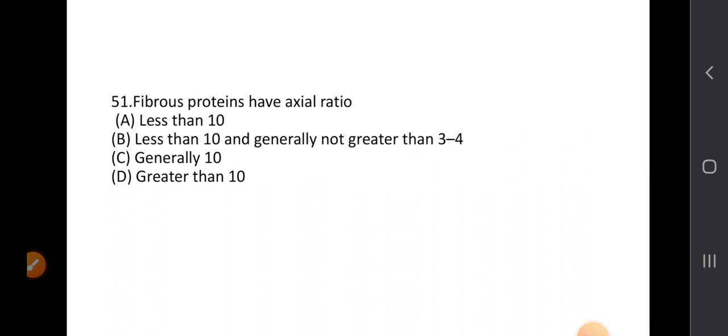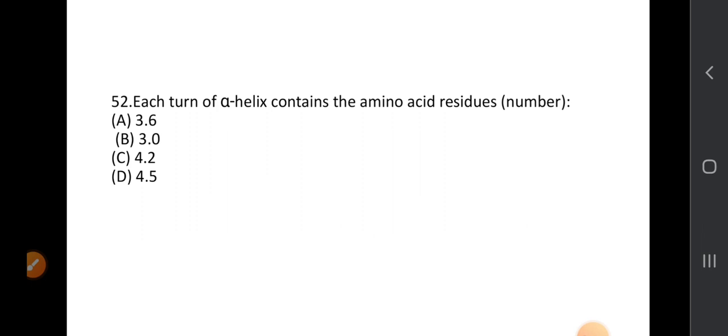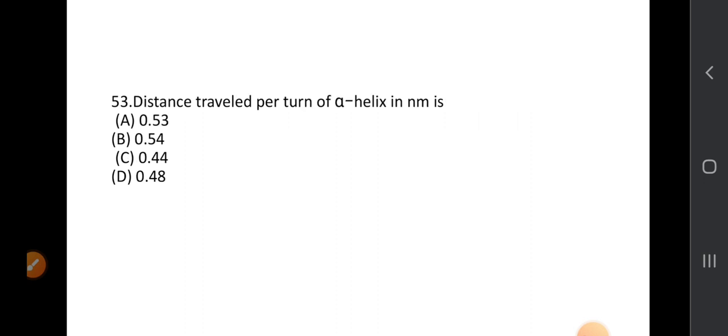51st question is, fibrous proteins have axial ratio. Read the options for yourself, guys. 52. Each turn of alpha helix contains the amino acid residues. The number of amino acid residues, you can read the options and select the correct option for yourself. 53rd question, distance traveled per turn of alpha helix in nanometers is, what you have to figure out is nanometers.